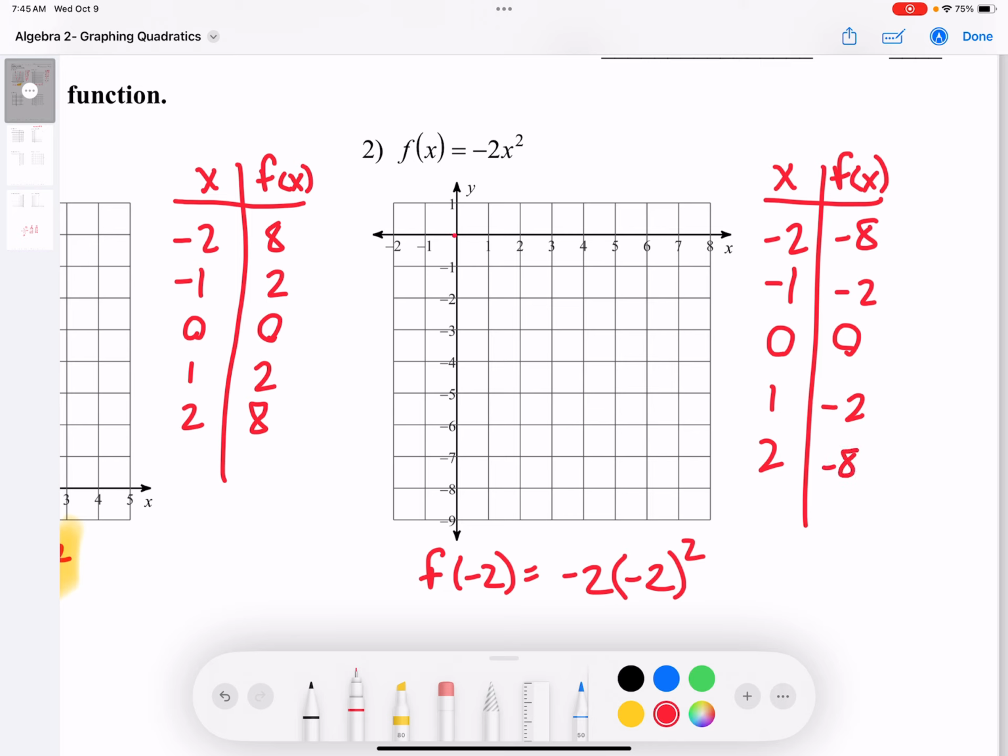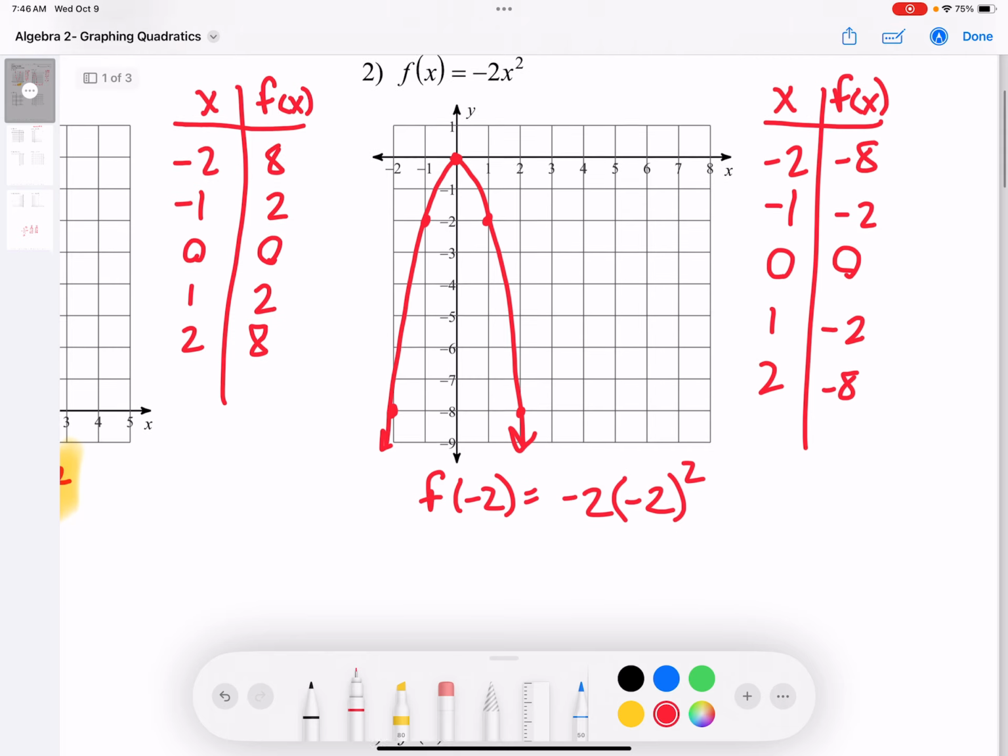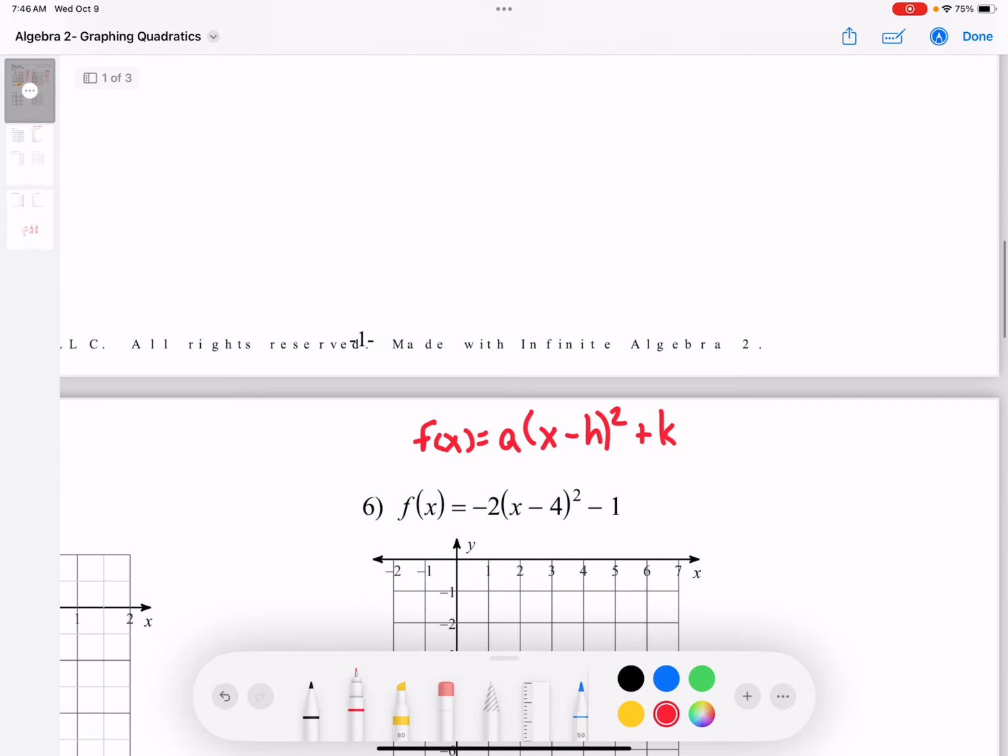So we're going to plot our points. -2, -8 means I go left 2, down 8. -1, -2 means I go left 1, down 2, 0, 0. Then right 1, down 2, and right 2, down 8. And that is going to be our graph. Okay, so finish up 3, 4, and 5 just like that. And I'm going to move on to number 6.